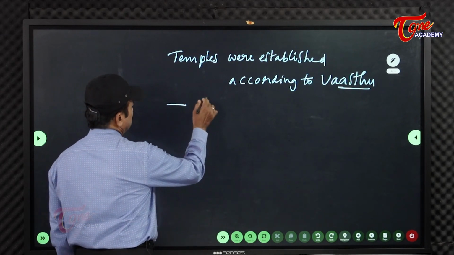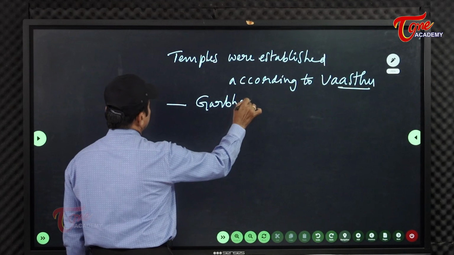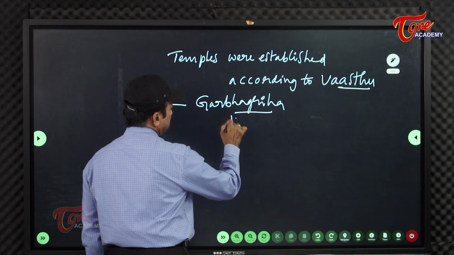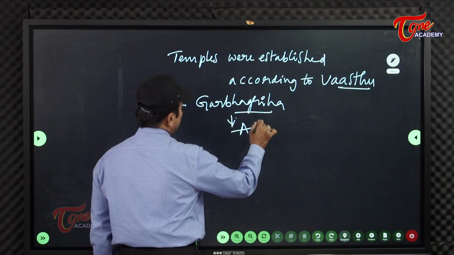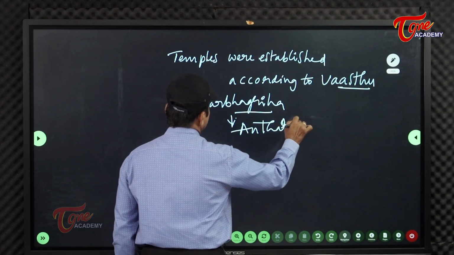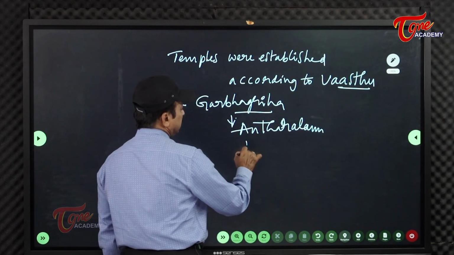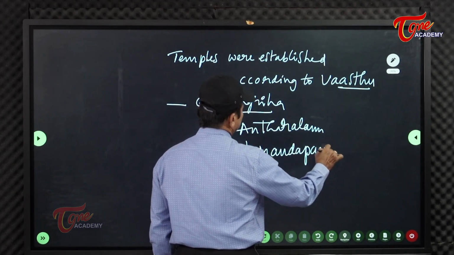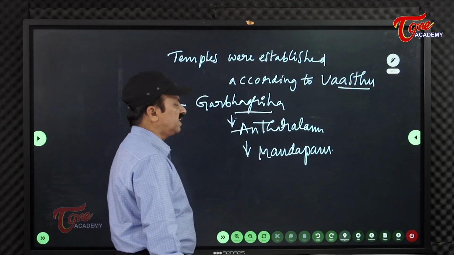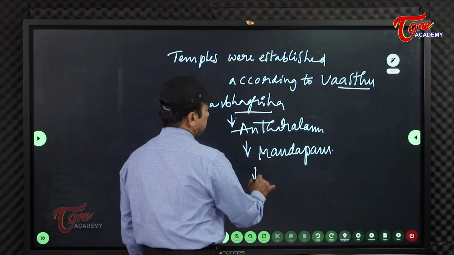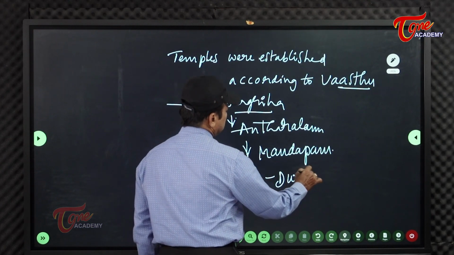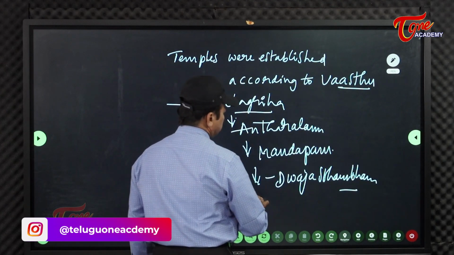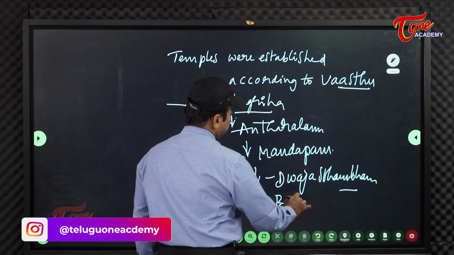First they used to establish the Garbhagriha, where the statue is kept. Some gap is given and they established the Antaralam. After that they gave some gap and the Mandapam was established, where devotees stand. After that the Dvajastambham was established. Then the Balipeetam was established.